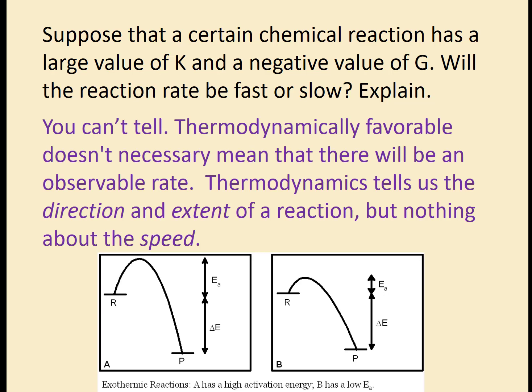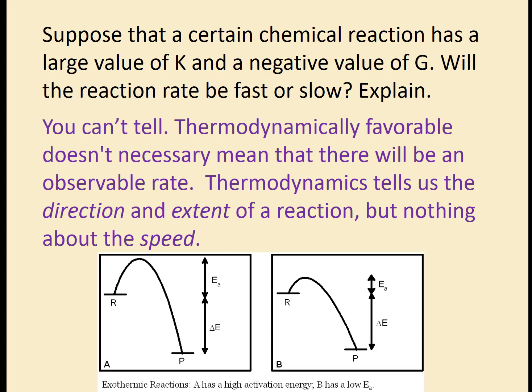Even though we know that it is product favored, having a negative delta G and a large K, we don't know the rate. So it might be over decades or seconds, we just don't know. So you can't tell how fast a reaction goes by this thermodynamic data. We just know that it will proceed and make products. And it all has to do with your activation energy.